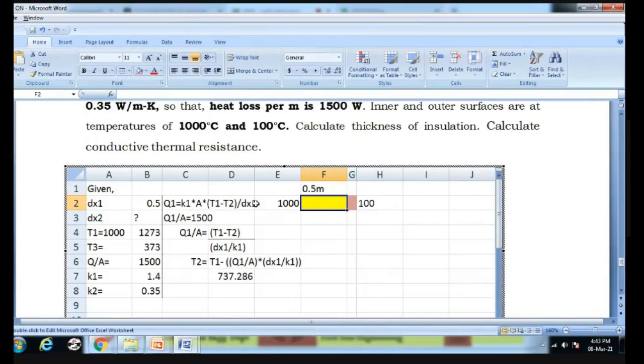So for that, Q1 is equal to K1 into A into T1 minus T2 divided by dx1. dx1 is the thickness of this wall, T1 is the temperature here in the room, T2 is the temperature at this interface point, because that way it is transferring from here to here. T2 will be less than T1. dx is the thickness. You got everything here, and then you will find T2. So T2 is coming now with my calculation 737.286. Let me know is it correct or not.